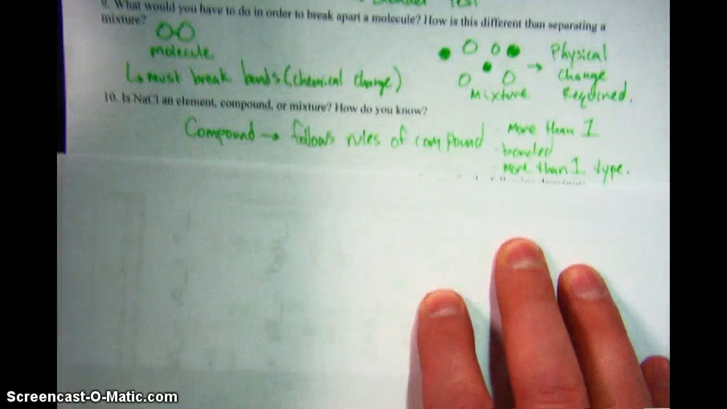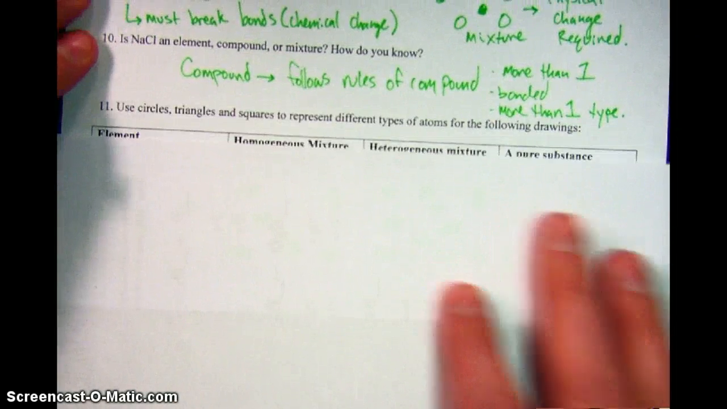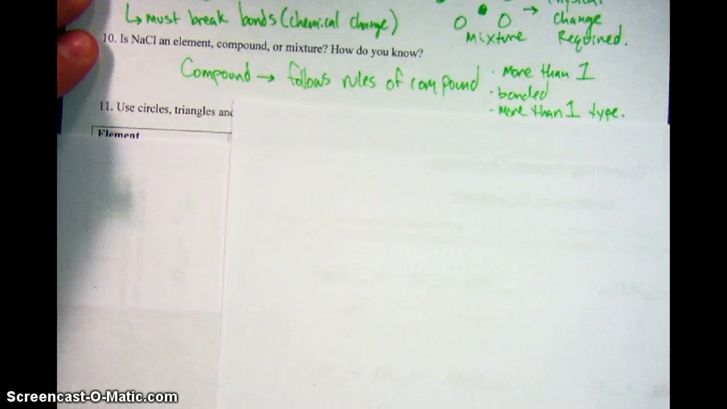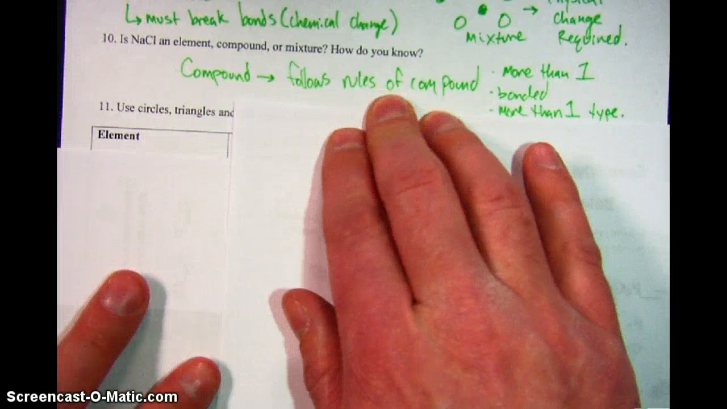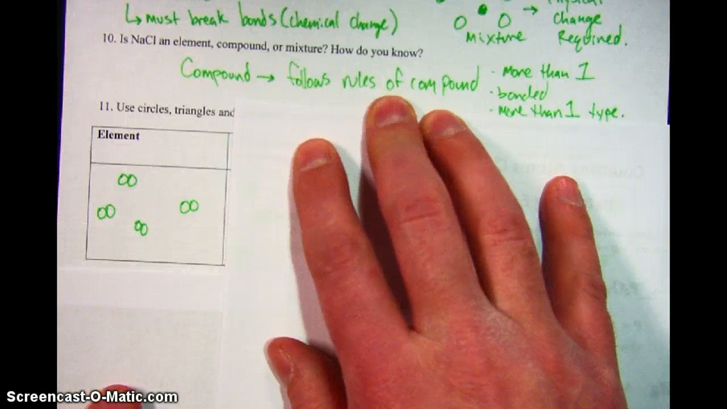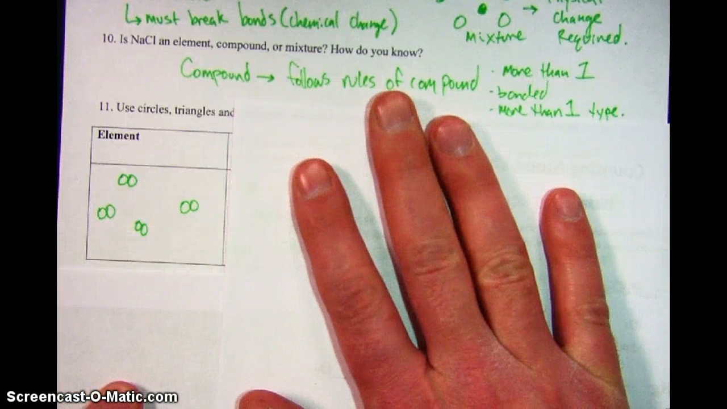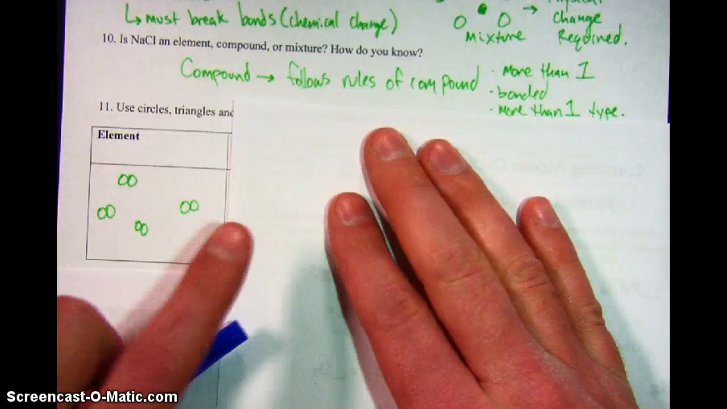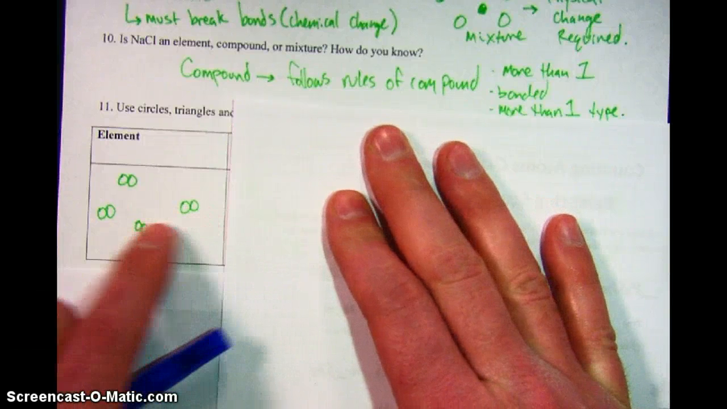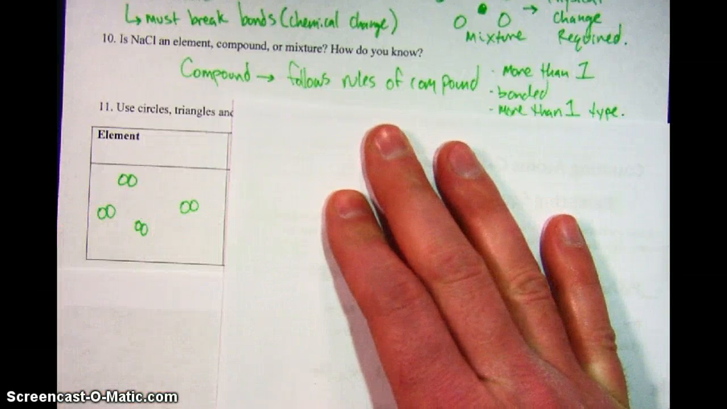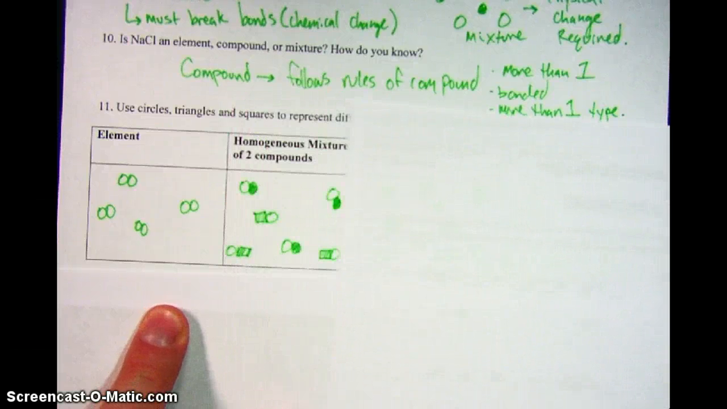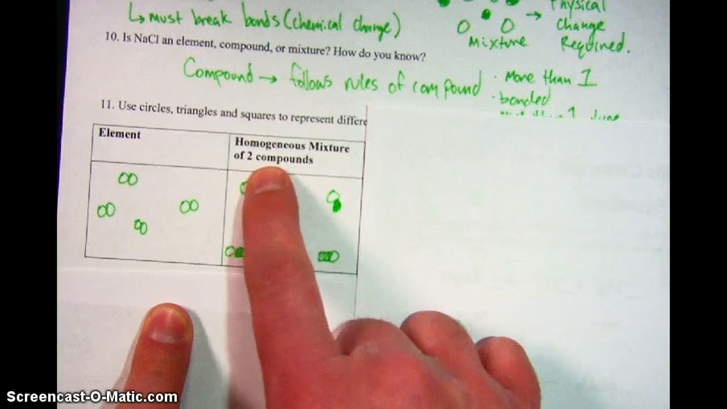Number 11 on the paper. Use circles and triangles and squares. I tried to make these as simple as possible as to not confuse you. For my element drawing, I have all one type. It doesn't matter if they're bonded together, and there's more than one of them, so this would fit the bill for an element.